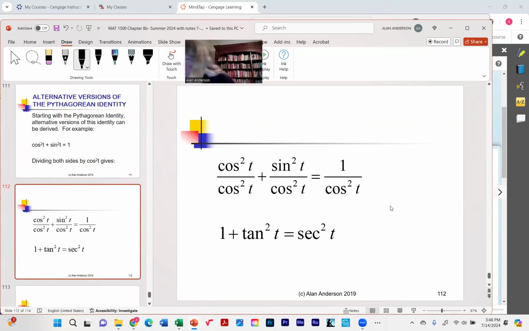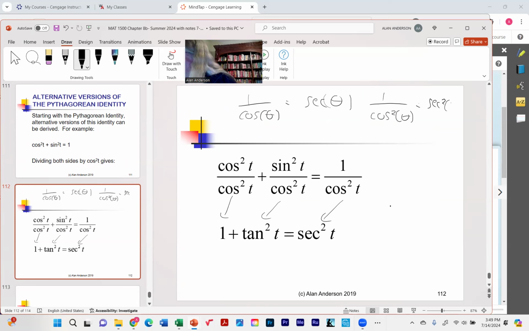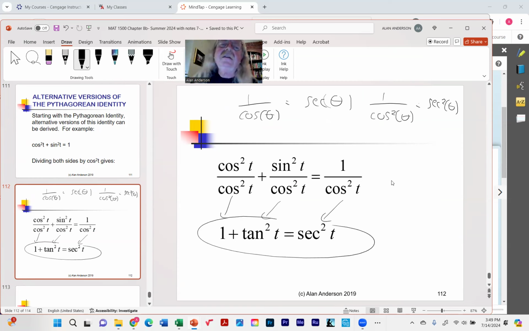Suddenly I have a tangent squared, and I have 1 over a cosine. It becomes the secant. So in other words, if 1 over cosine theta is the secant, that implies that 1 over cosine squared theta must be the secant squared. So this is one of our identities that you never know when it might come in handy.